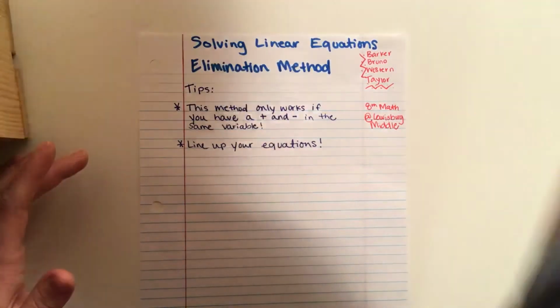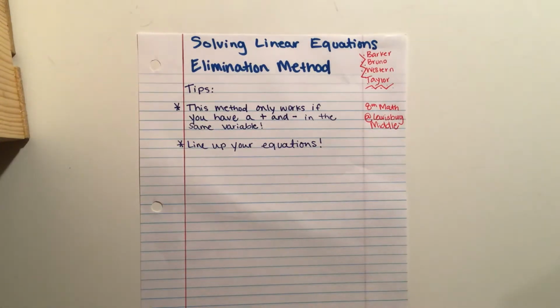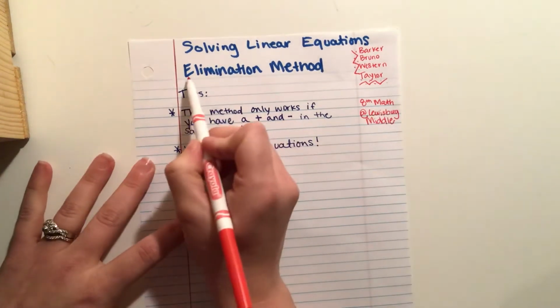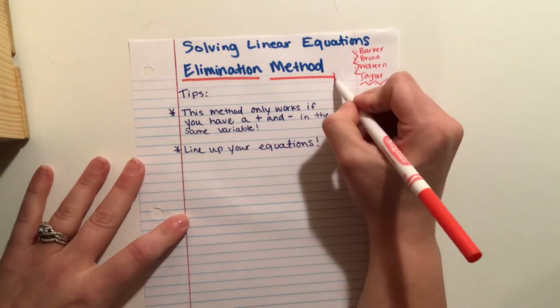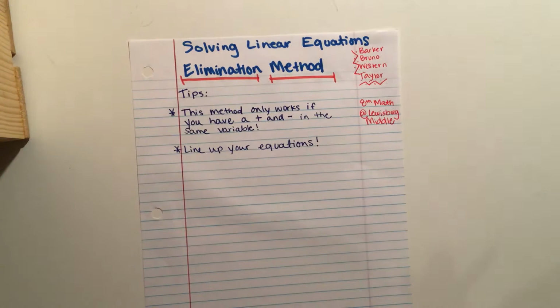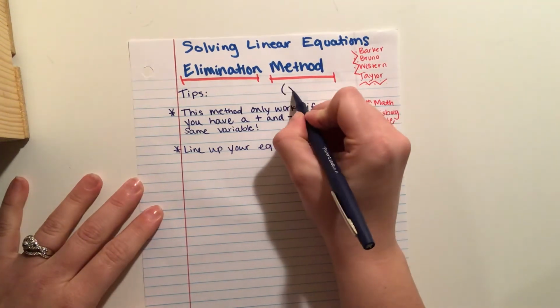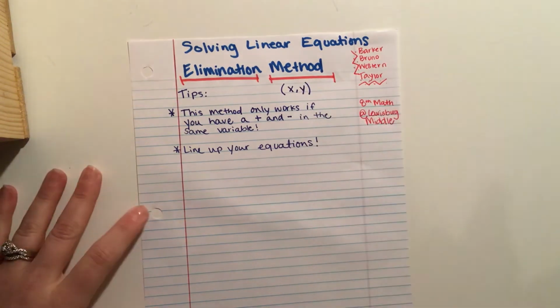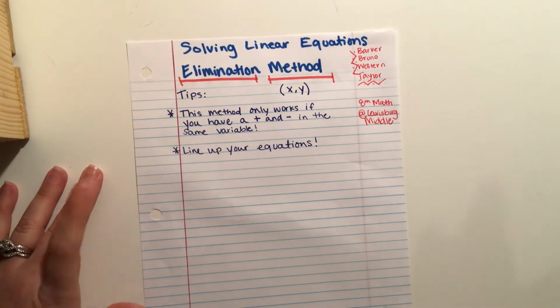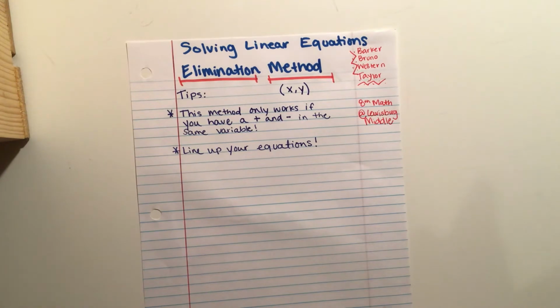Now there are different methods to solving linear equations. Today, the elimination method, obviously the word elimination means to eliminate something. So we are going to eliminate something out of our equations in order to solve them. Now, remember, anytime you're solving linear equations, your solution, your answer, will always be in an x, comma, y ordered pair format, unless you have infinitely many solutions or no solution. But if your equations have an x, comma, y, that is your one solution.